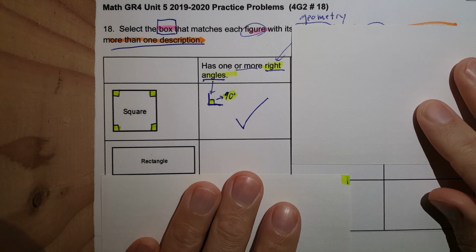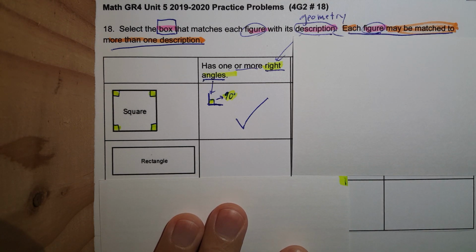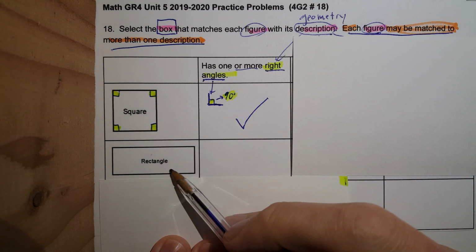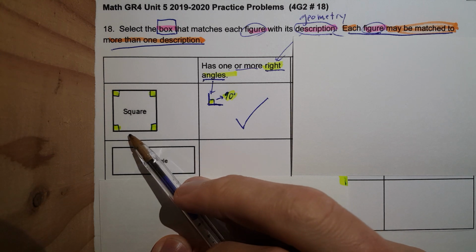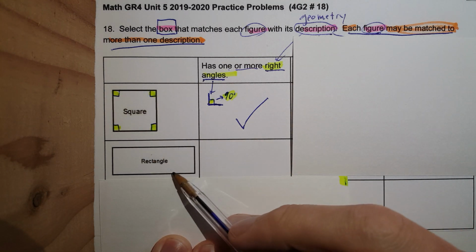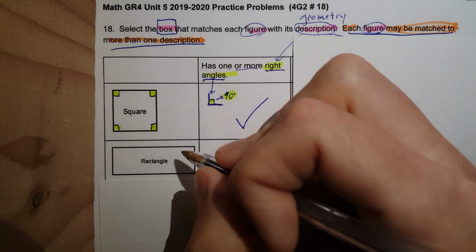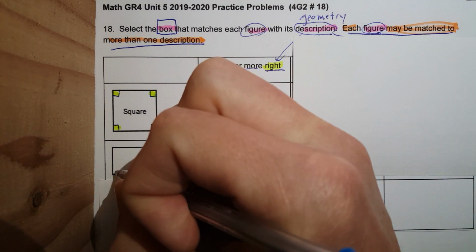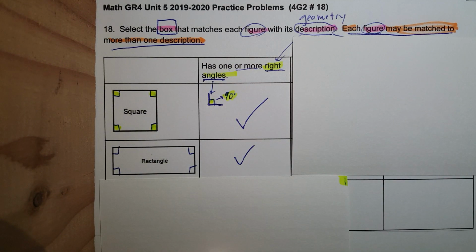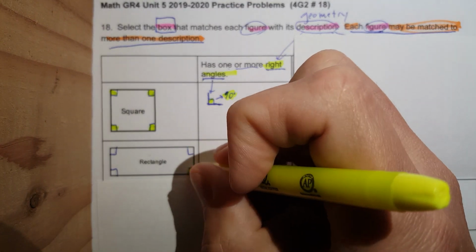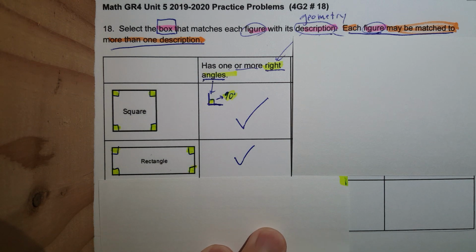Let's go down to the next one. The rectangle. You can see a rectangle is almost identical to the square. Just one of the lengths is longer. Okay, a square, all the sides are equal. But for a rectangle, normally one side is longer than the other side. But notice how they have four right angles too. Let's go down to the next shape.